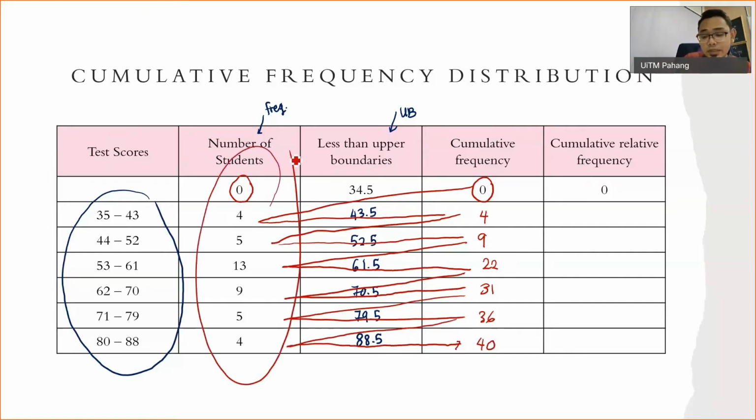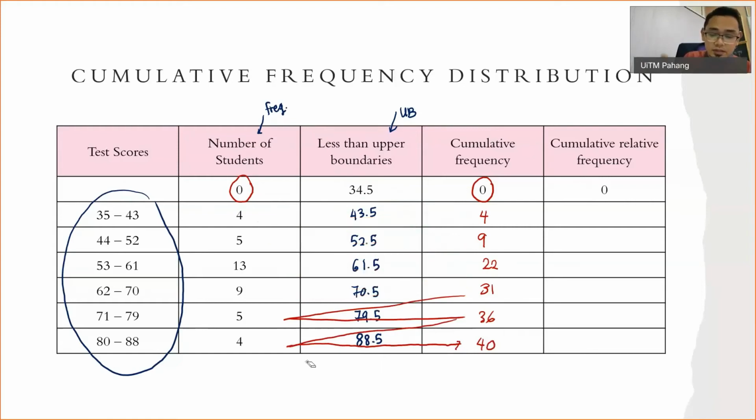Please don't mess up your table, so you can just erase this. So you have something like this. What about the cumulative relative frequency? For the cumulative relative frequency, you want to calculate the percentage, which can be in the form of a fraction or also a percentage.